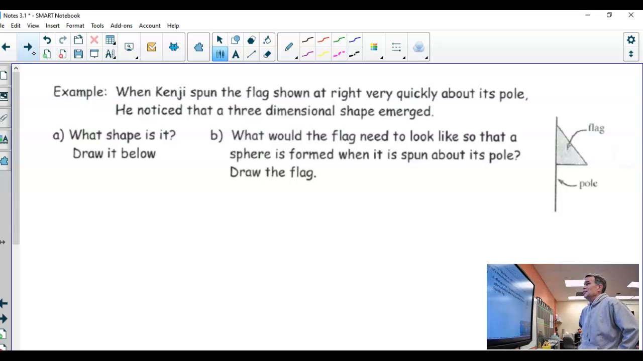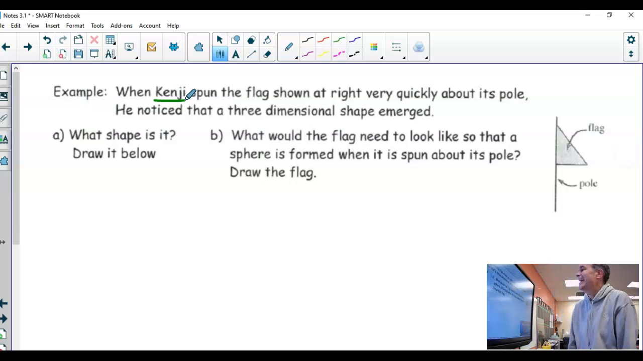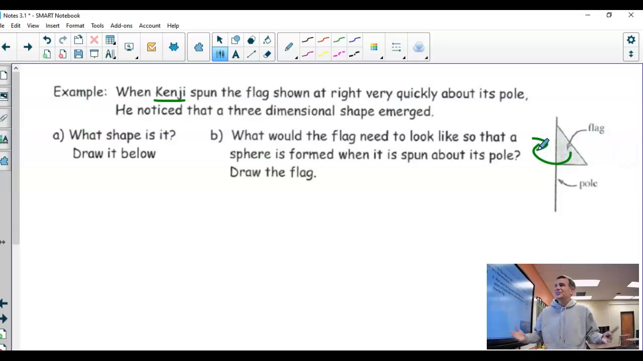Let's see. So I got this cool guy, Kenji, and he is taking this flag, and he's taking it in his hand. See the picture of me? And he's spinning it. He's spinning the flag in his hand. I wish I had a flag to spin. And he wants to know, when this flag spins around, what shape does it make?